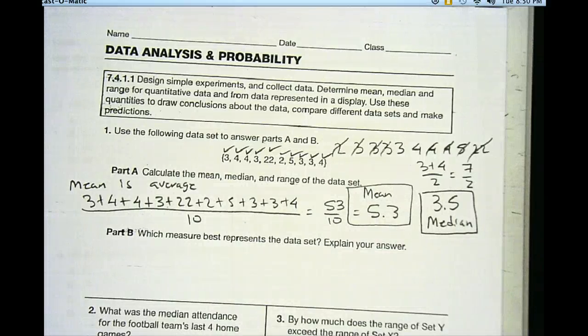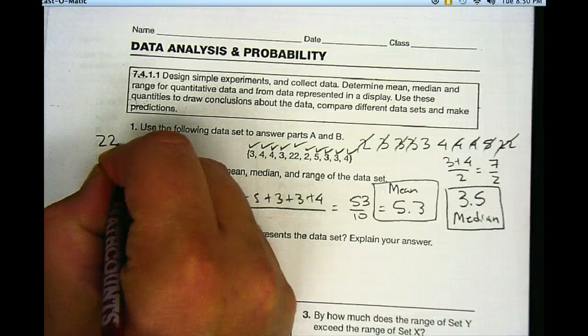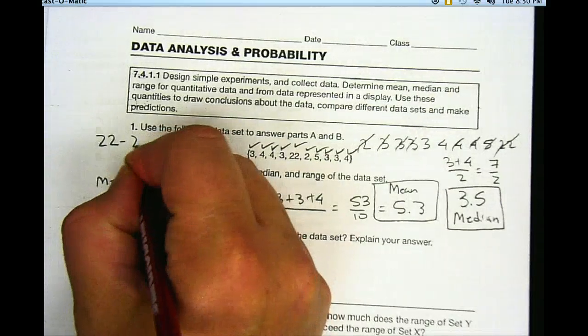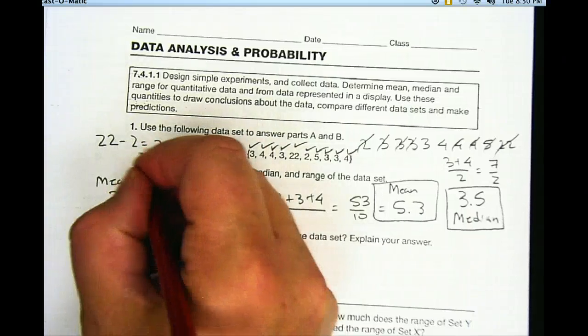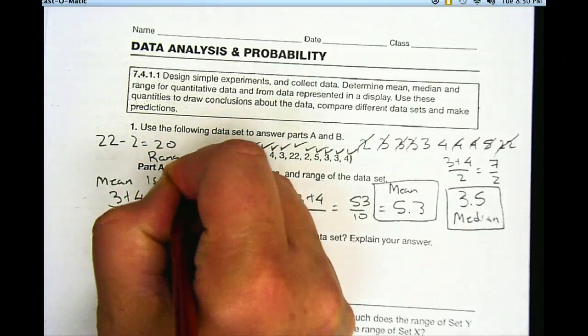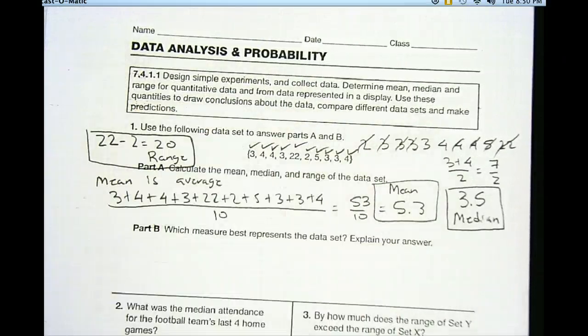And the last one I have to find is the range. My range is my largest minus my smallest. Well, my biggest number is 22, and my smallest number is 2. And if I subtract them, I get a range of 20. So that is going to be my range, 20. So those are the 3 answers that I did for part A.